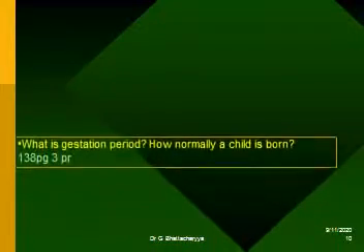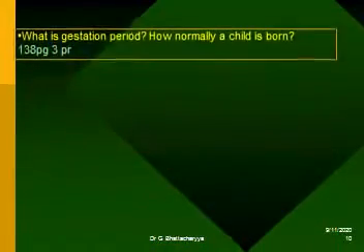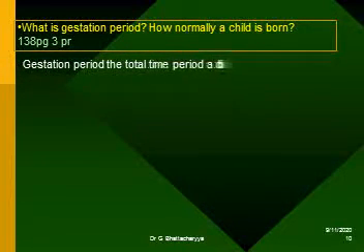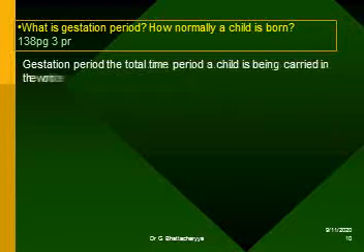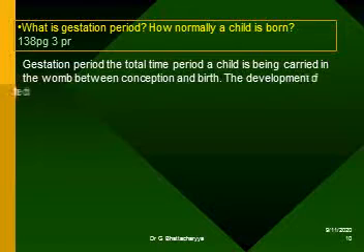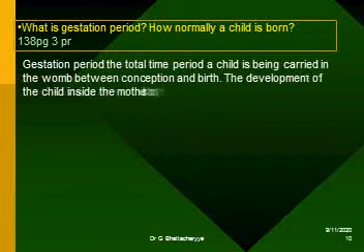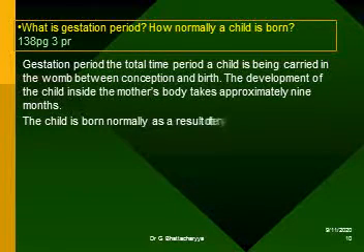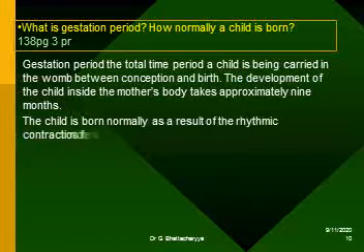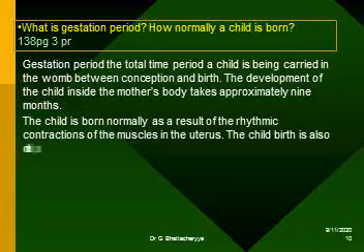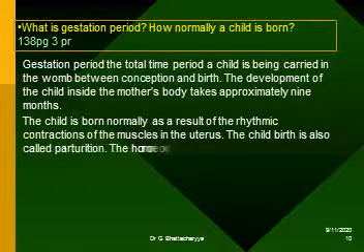What is gestation period? How is a child normally born? Gestation period is the total time period a child is being carried in the womb between conception and birth. The development of the child inside the mother's body takes approximately 9 months. The child is born normally as a result of the rhythmic contractions of the muscles in the uterus. The childbirth is also called parturition.